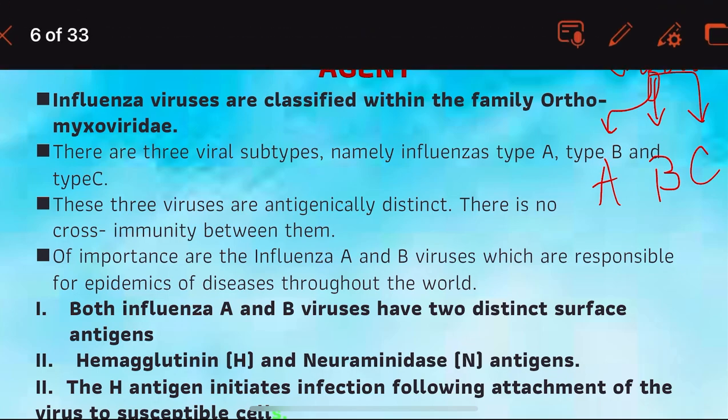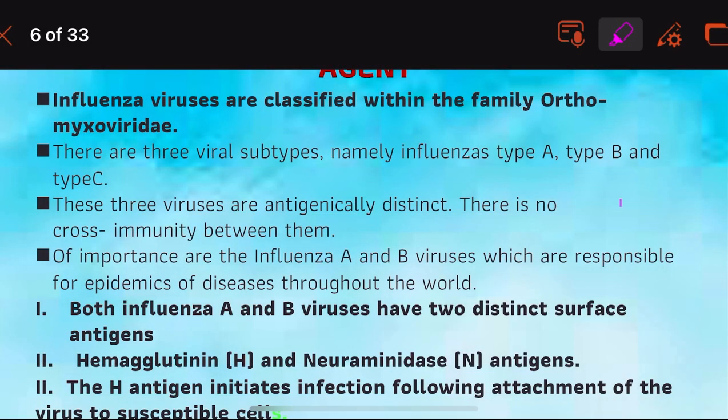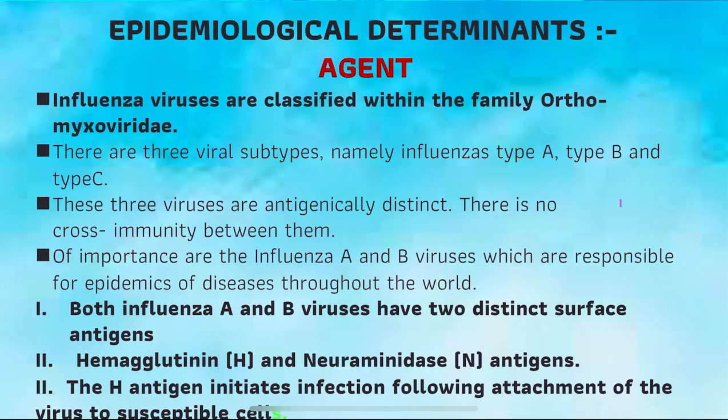Under these influenza viruses, A and B are comparatively more important, because they are responsible for the epidemics of the disease throughout the world. So influenza type A and type B are causing the epidemics throughout the world.